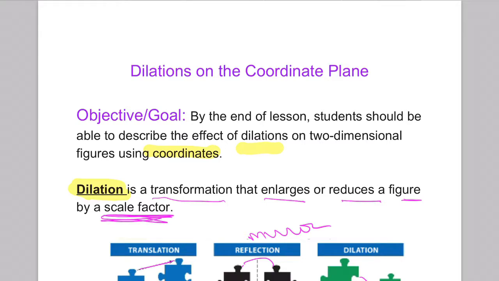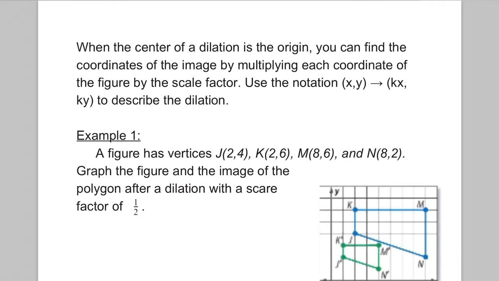Same shape though, okay? When the center of dilation is the origin, so (0, 0), you can find the coordinates of the image by multiplying each coordinate of the figure by the scale factor. Use this notation, (x, y) becomes (kx, ky), which means multiply by, to describe the dilation. k is your scale factor.